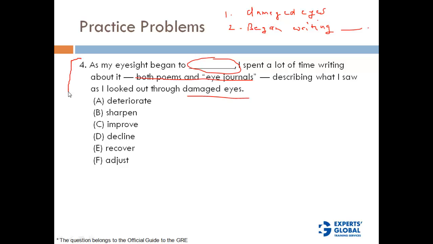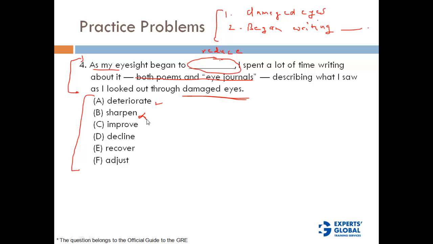Both of these ideas together are trying to bring about one thing. So the missing word has to be related to damaged eyes: as my eyesight began to reduce. So something like reduce is what we are looking for. That is the only type of word that will do justice to damaged eyes. So let's look at the options. Deteriorate. Eyesight deteriorates, that means eyesight reduces, so this is the correct option.